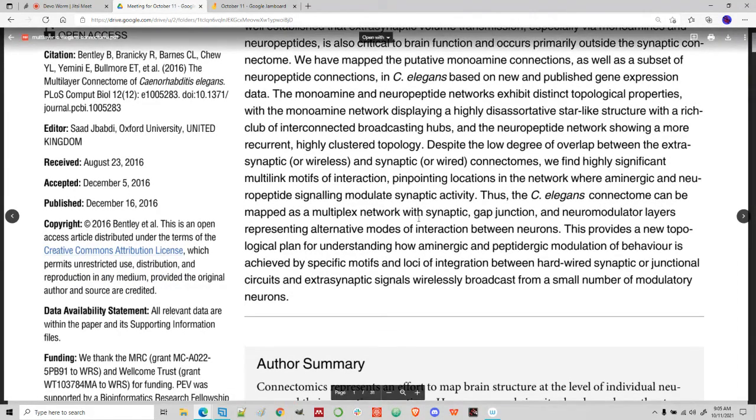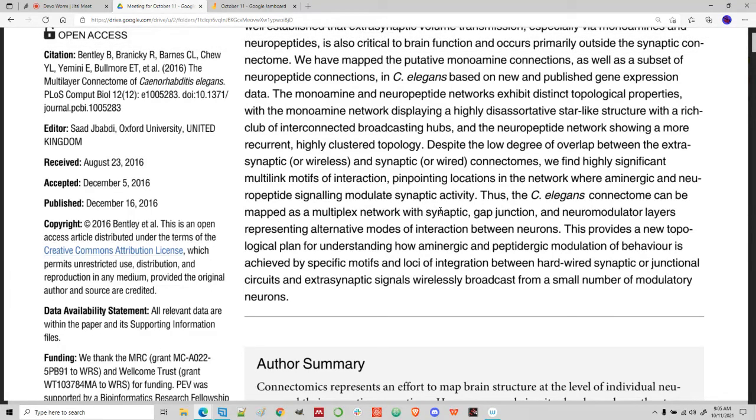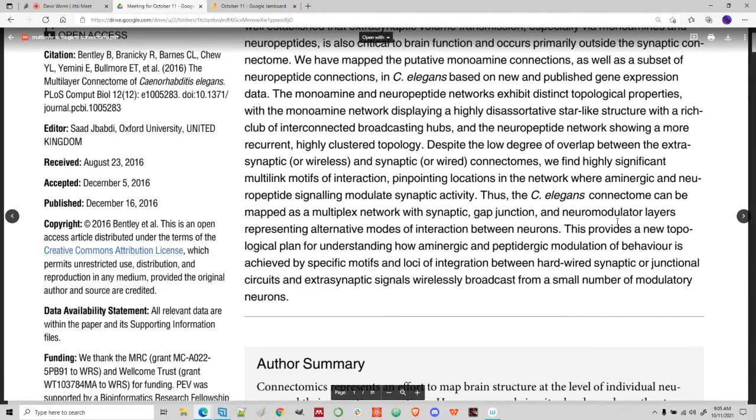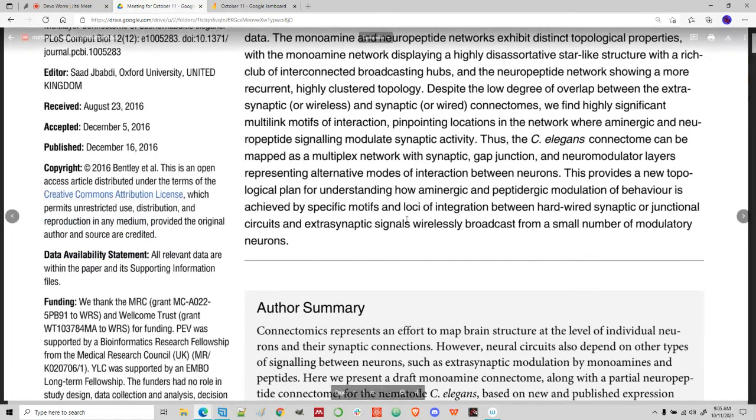This C. elegans connectome can be mapped as a multiplex network, meaning that it has multiple layers. One of the layers being synaptic, another being this chemical map that they're using, and neuromodulatory layers representing alternative modes of interaction between neurons. This provides a new topological plan for understanding how these types of chemicals modulate behavior and how this is achieved by specific motifs and loci of integration.